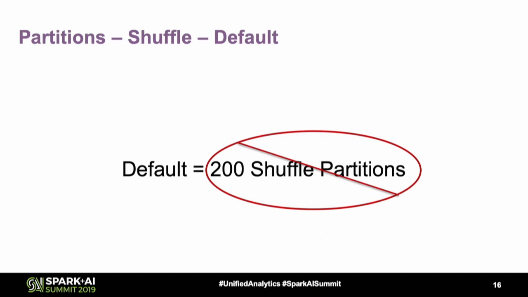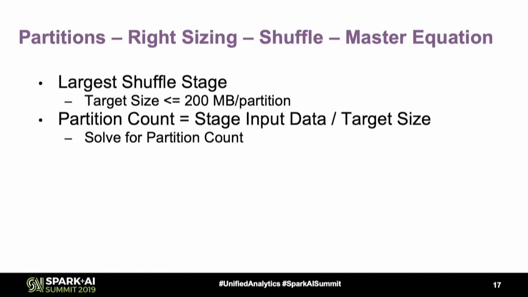But it's wrong, okay? If you have 200 shuffle partitions and you have more than 20 gigs of data, this is a wrong number. Now you can go home and fix it. It's wrong, it's wrong, it's wrong. So you've got to change this. How do you change it? I'm going to give you an equation. This equation will help you get this number correct.